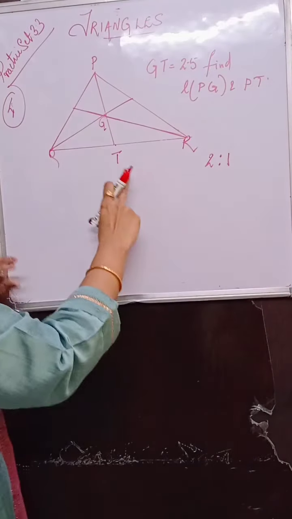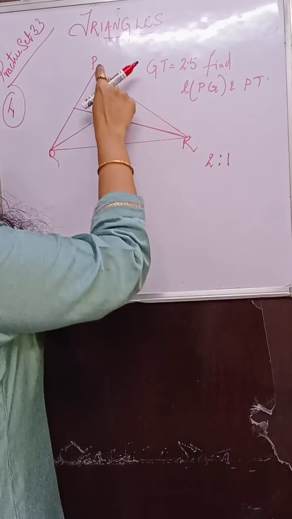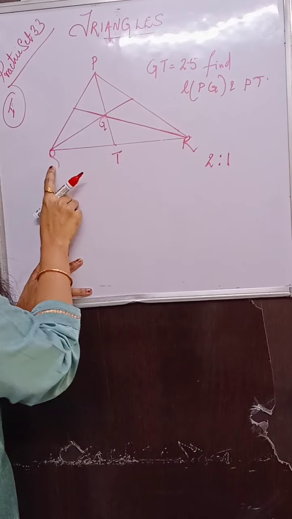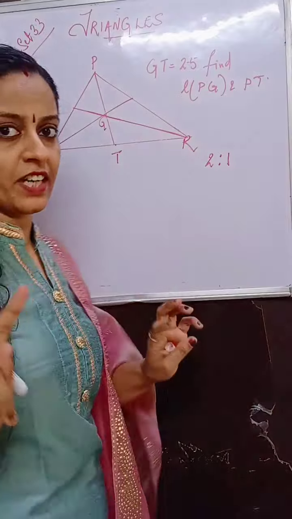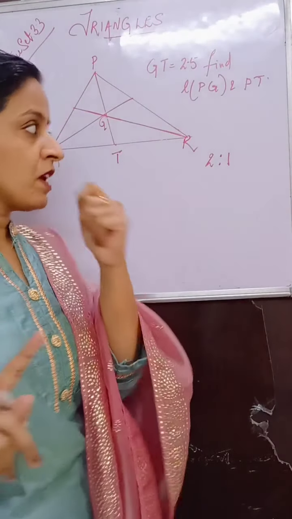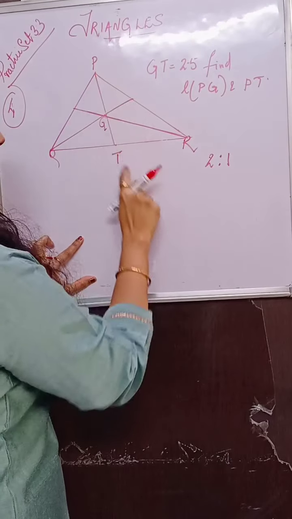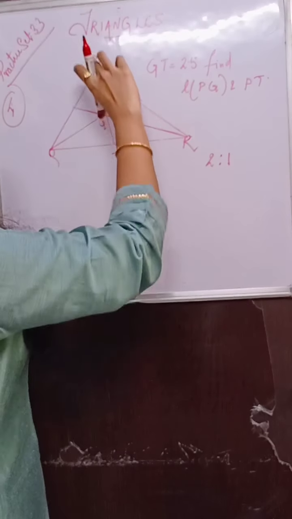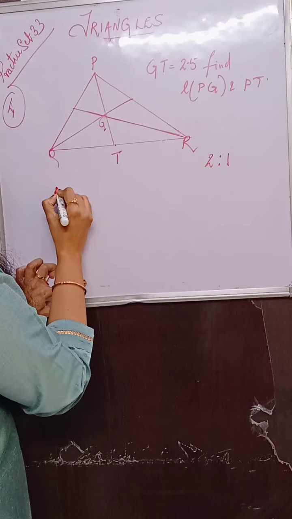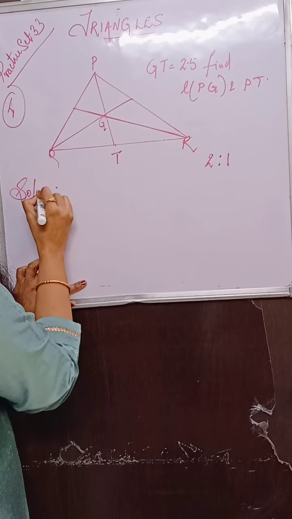Let us consider now in this figure vertex P, R and Q. P, Q and R are the vertex. So vertex you have to remember. So what is the ratio? Start from the vertex. First median is PT. So how will it be divided? There. First write down solution.